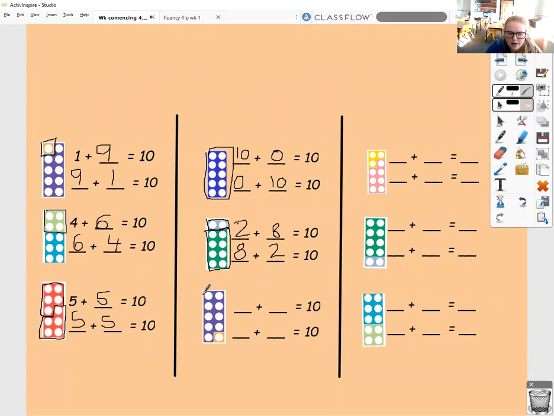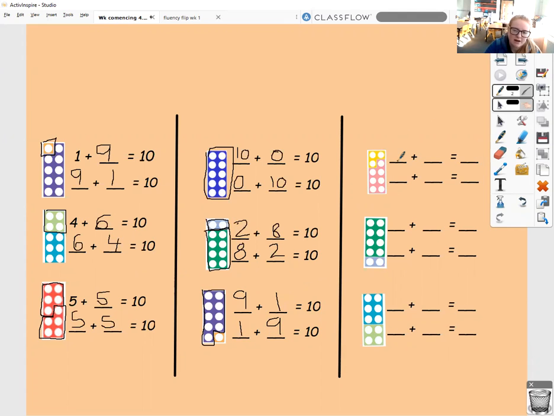Start with this one down here. What is our first piece of Numicon? It is a number 9 plus how many more equals 10? What is the fact family of 9 plus 1 more equals 10? It is 1 plus 9 equals 10.